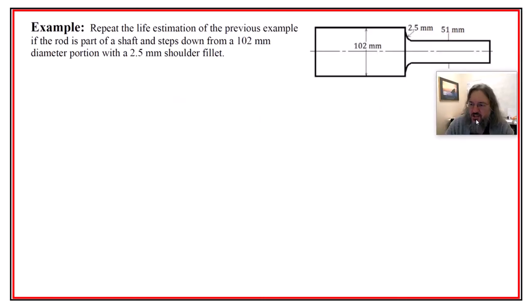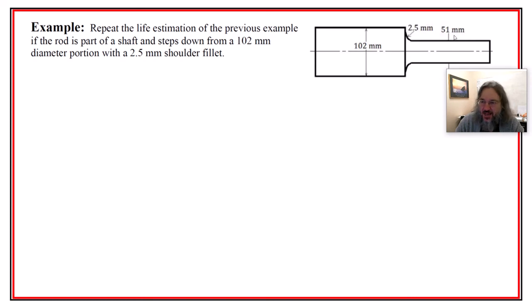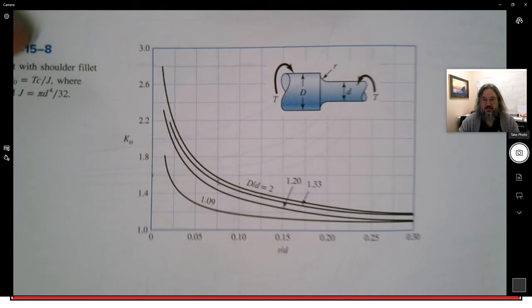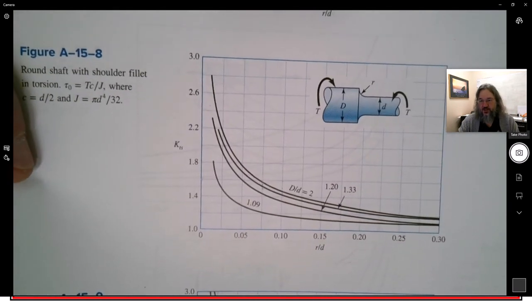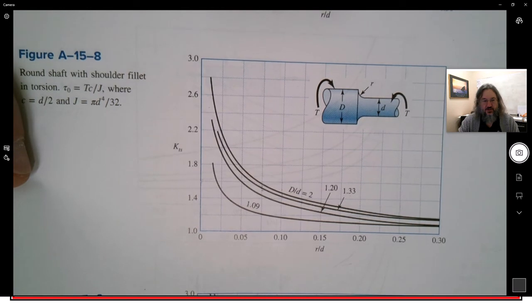So let's continue with that same example, but now modify it. Now it has 51 millimeters transitioning to 102 millimeters with a notch radius of 2.5 millimeters, right? So let's see the D over d that we would get from this, and let's take a look at the stress concentration that's in the book. Remember, it's torsion. So we're going to use this one right here, transitioning from one diameter to another with a little fillet radius, and so we have a D over d and an r over d that we need.